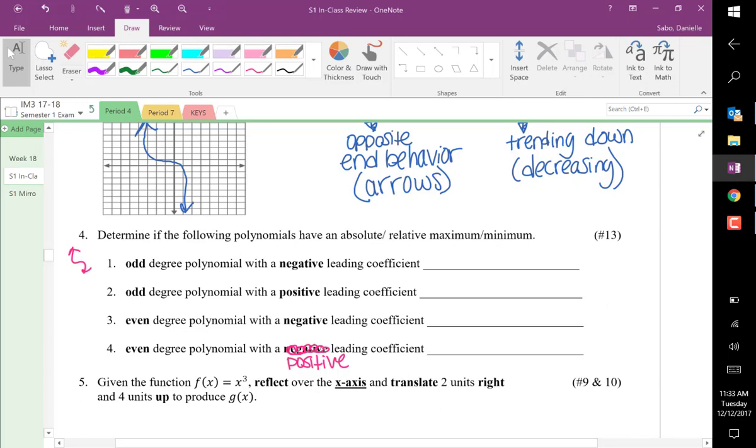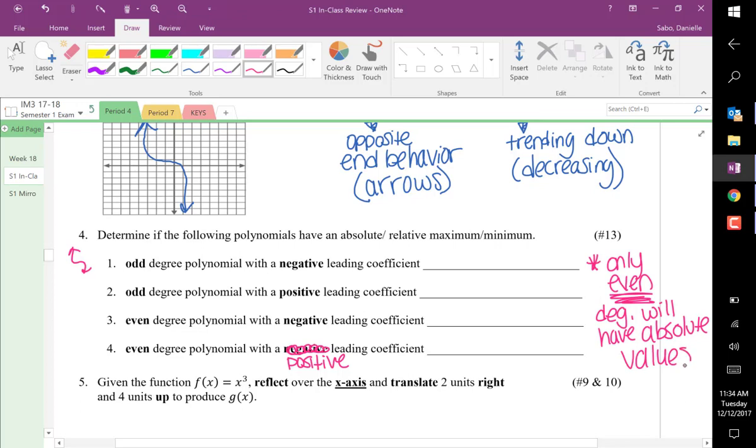So, take a look. I'm going to write a note actually first. Only even degrees will have absolute values. So I'm going to put that down just so that you have that to look off of, because that's important for one of the questions on your final.